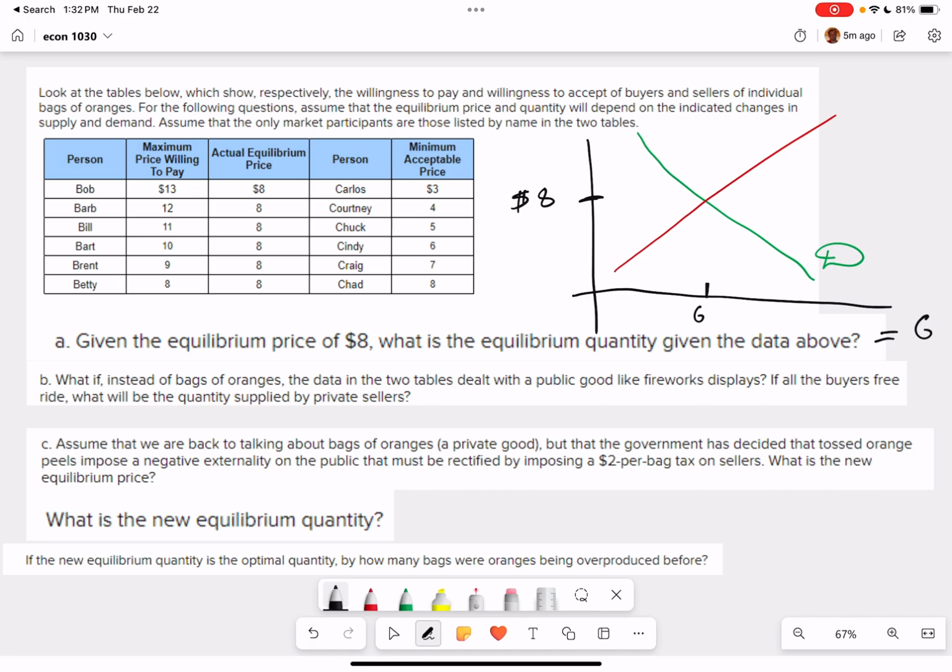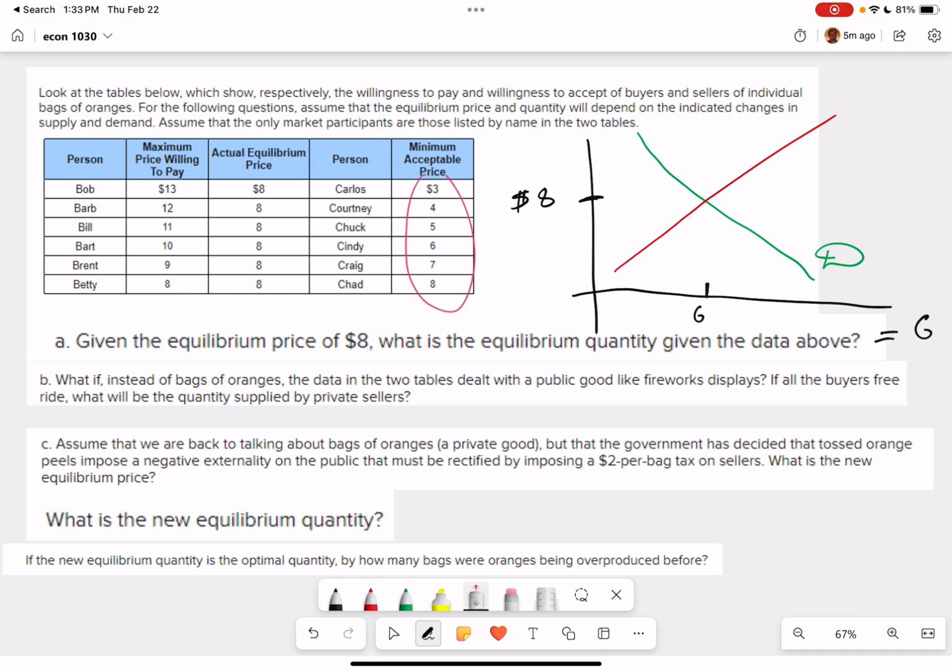the first question had this initial equilibrium quantity 6. However, in part B now we're looking at what if instead of bag of oranges the data of the table was that of a public good, say fireworks, and all buyers would be free riders. What would be the quantity supplied? Well, if it is a free rider, then none of these guys, they would not pay. So no one will be paying for fireworks.